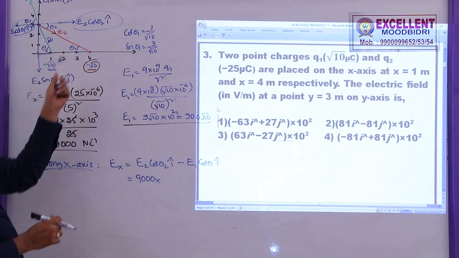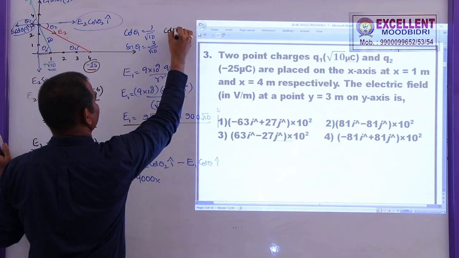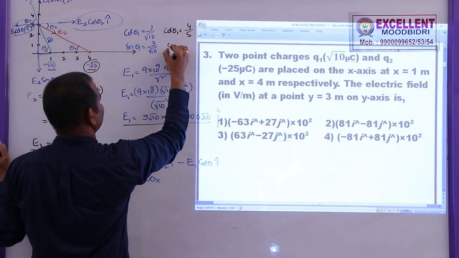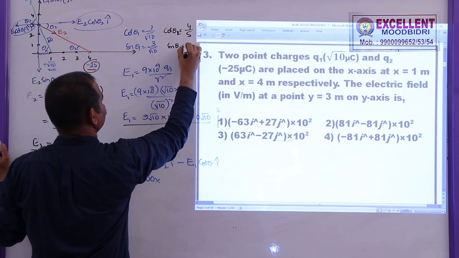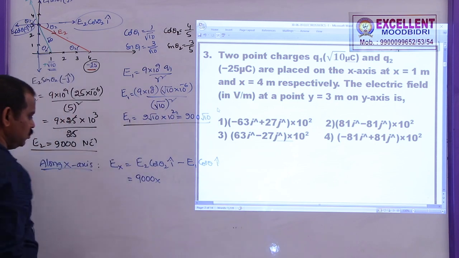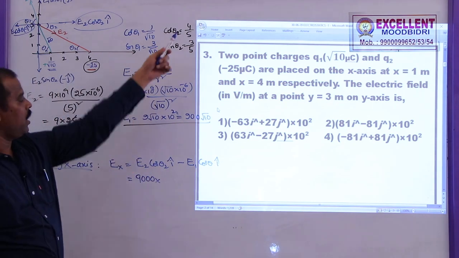Similarly, for the second charge, cos theta 2 is equal to 4 by 5 and sin theta 2 is equal to opposite side 3 by 5. So these are the values. Now in cos theta 2 I have 4 by 5.